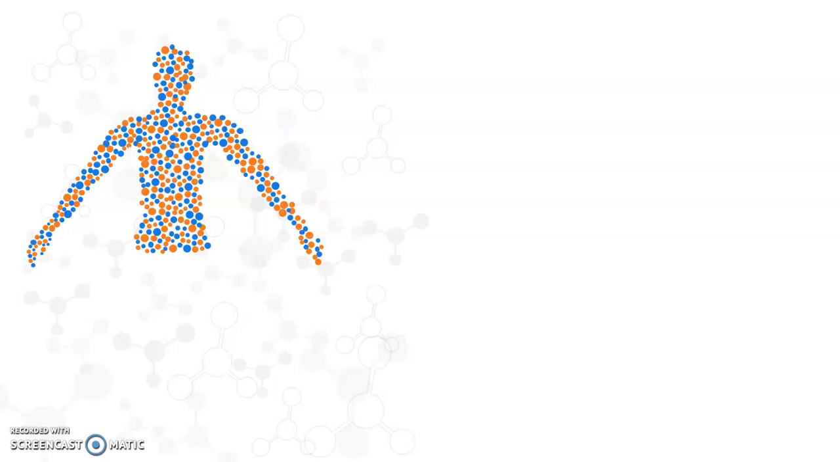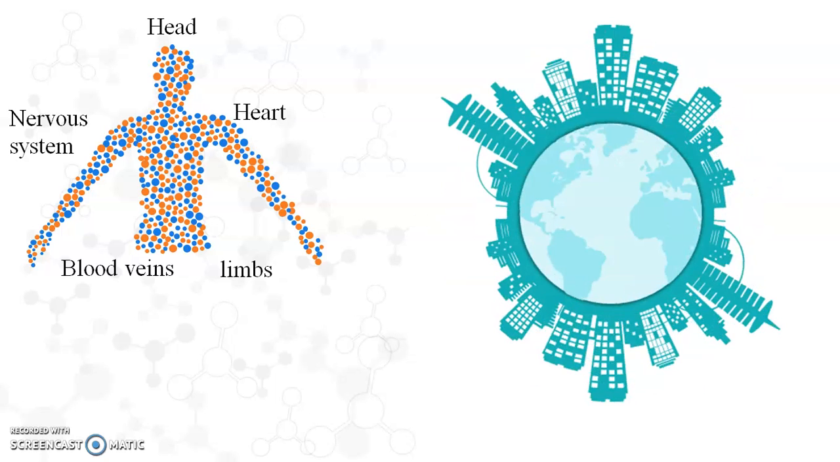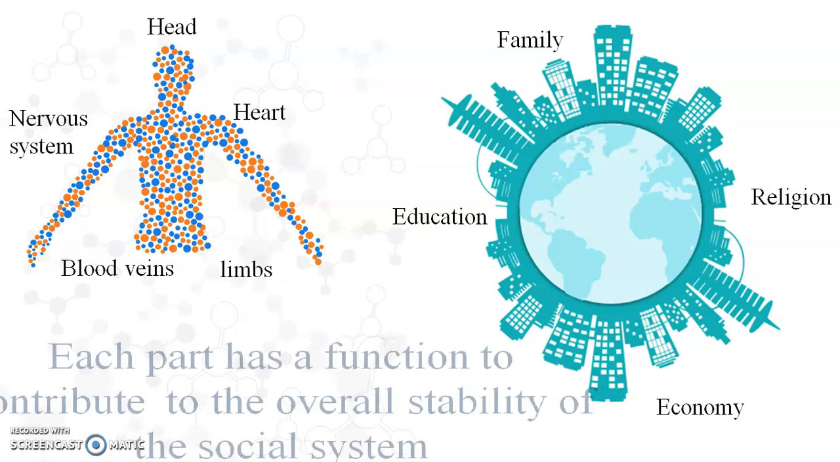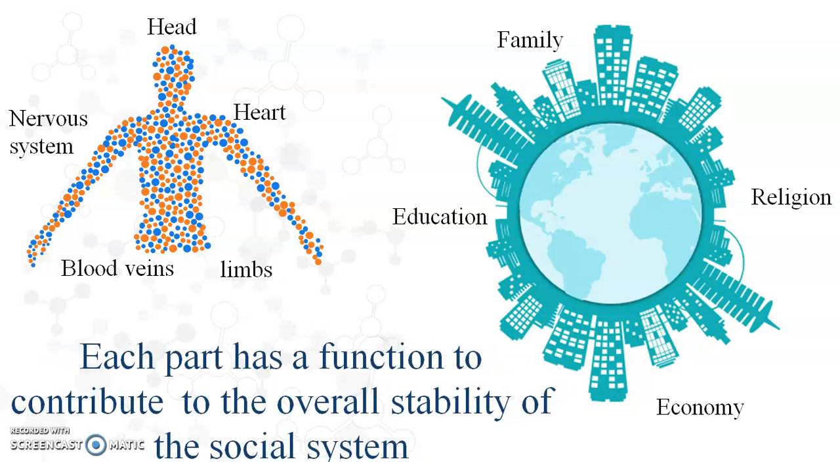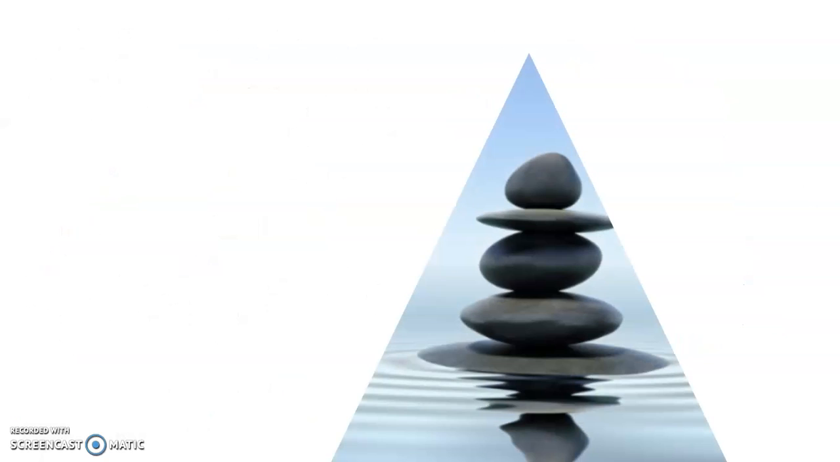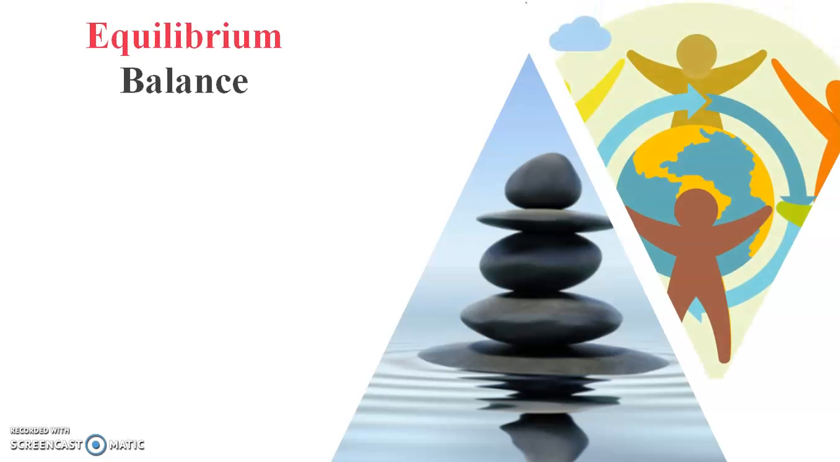So Herbert Spencer compared society to a living organism. An organism consists of a number of interrelated parts like head, limbs, heart, blood veins, nervous system, and so on. Each of these parts has a function to play. In the same way, a society has a structure. It also consists of interrelated parts such as family, religion, economy, education, and so on. Each of these parts has a function to contribute to the overall stability of the social system. In the functionalist view, a society has a tendency to be in equilibrium or balance.